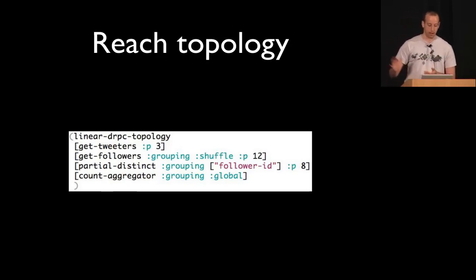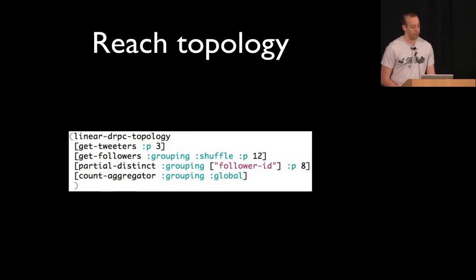What you say is, okay, my first bolt is get tweeters, and we want a parallelism of 3. My next bolt is get followers, and it does a shuffle grouping, and it has a parallelism of 12. My next bolt is partial distinct. It does a fields grouping by follower ID and has a parallelism of 8. And then count aggregator does a global grouping, right? So it's pretty much identical to the diagram I showed. Actually, it takes up less space, which is cool.